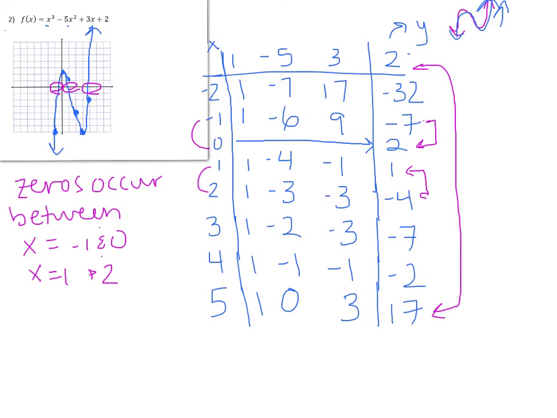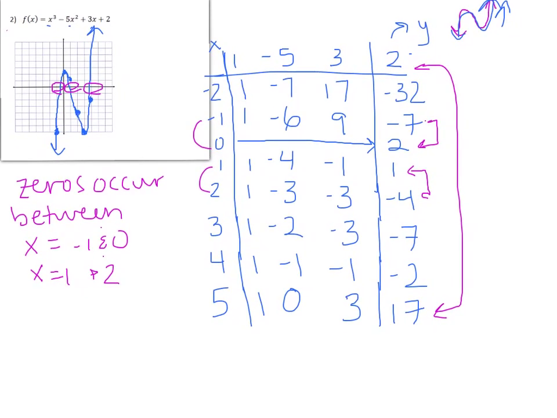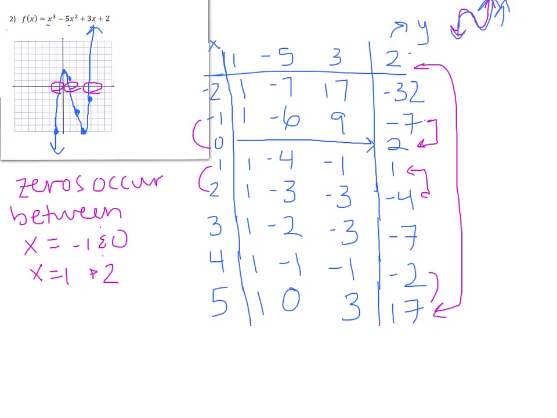Now, my graph was not ideal, but it definitely is occurring here in between the 4 and the 5. So that's between x's 4 and 5. My graph should have looked a little bit more like that. Alright, so that's where the zeros occur between.